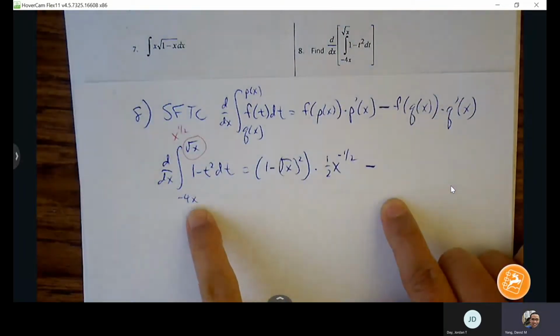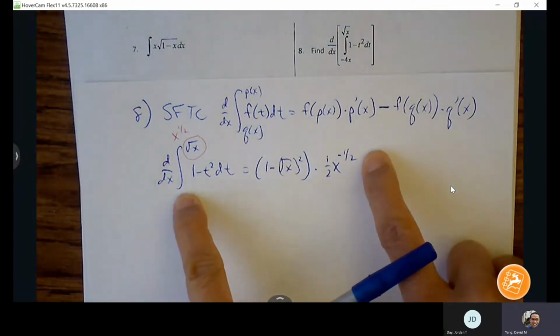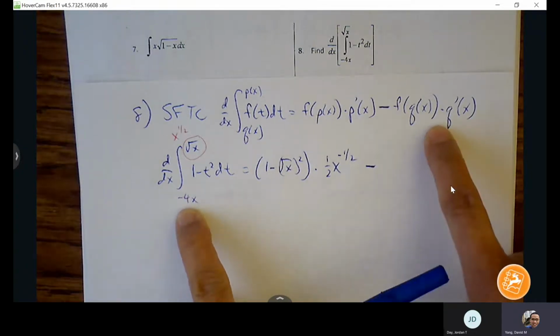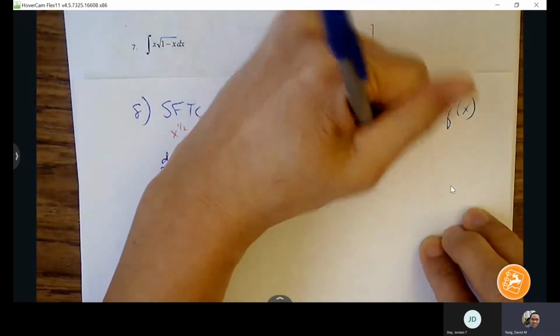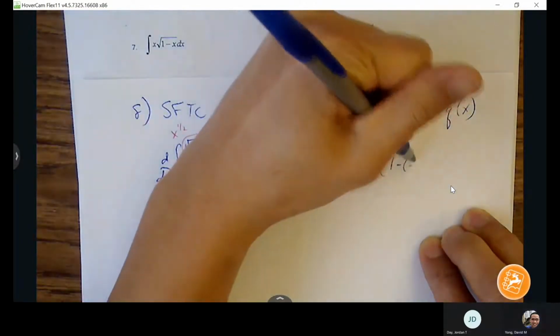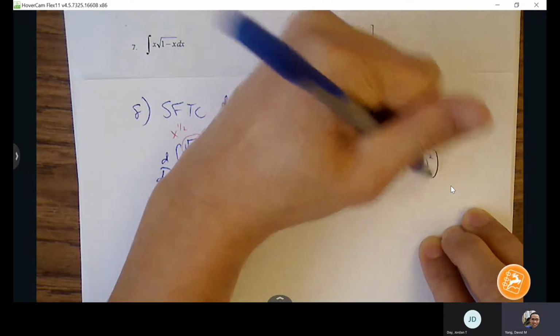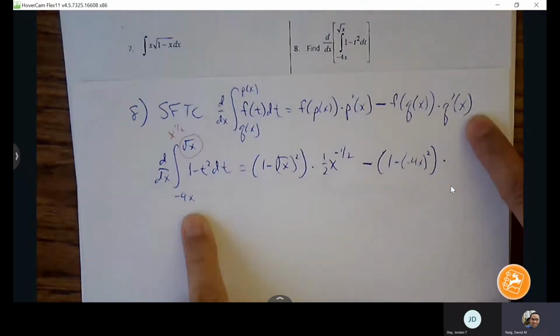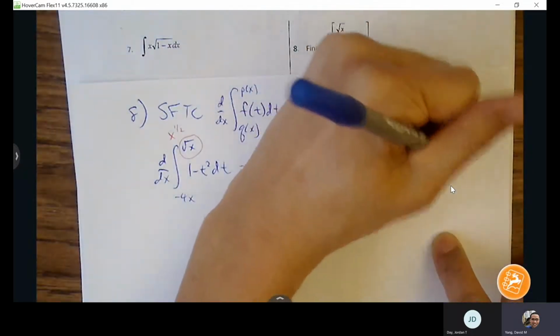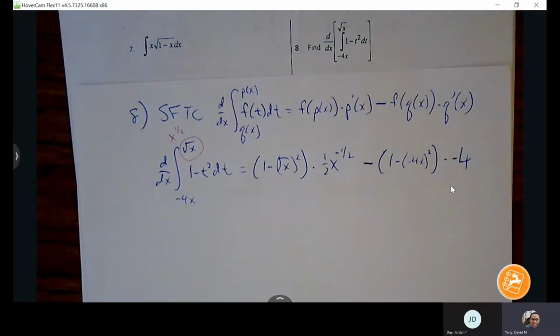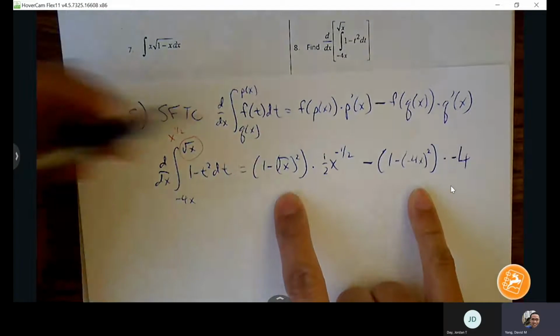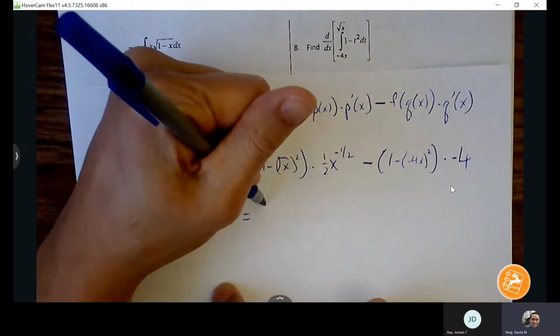Minus, if this was a constant, you could ignore it and just end with that answer. But there's a variable here, so we've got to repeat the process. Insert the negative 4x into t, times the lower bound's derivative. Leave your answer like this. Maybe do some cleanup though if you like.